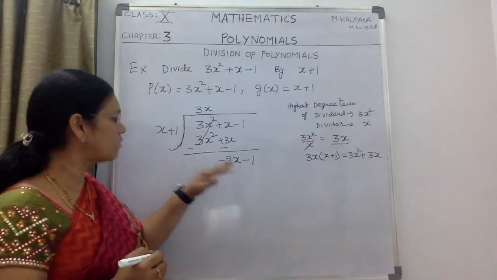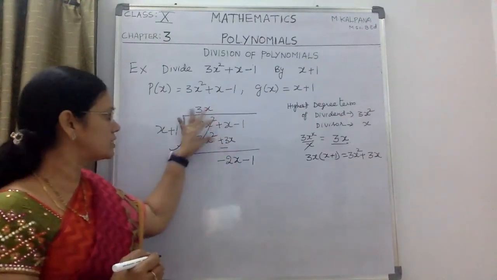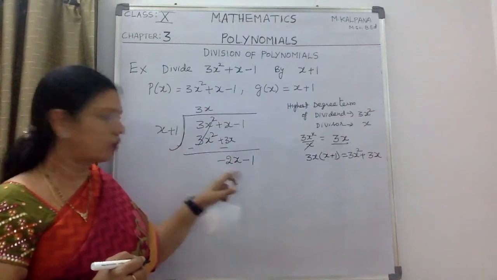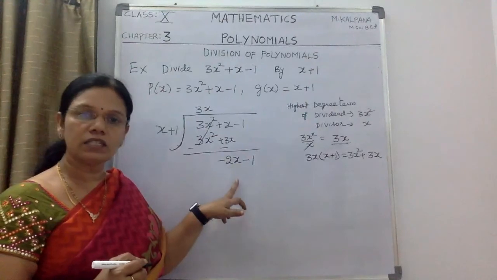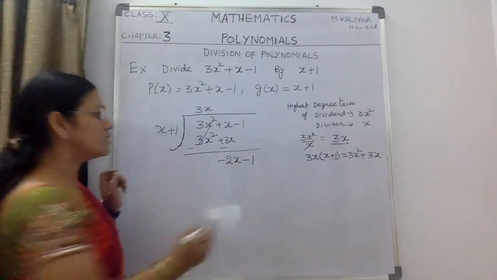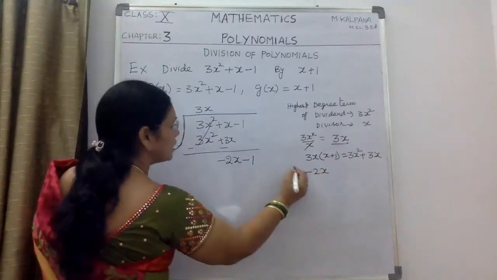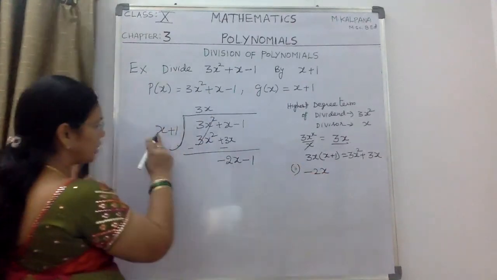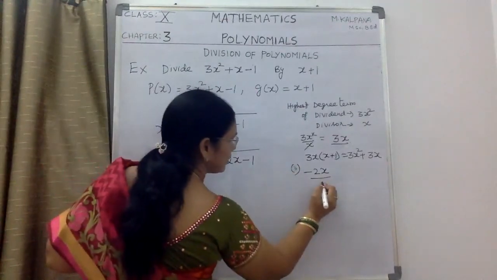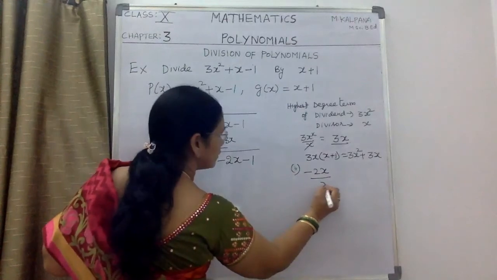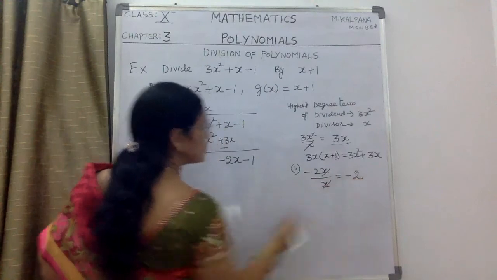Now what is your process? You have to look at the new dividend, children. You have to forget about this thing. Look at the new dividend. What is that? Minus 2x minus 1. So what is the highest degree term in the new dividend? That is minus 2x. Minus 2x is the highest degree term. So here again x is the highest degree term in the divisor because it has no change in the divisor. So cancel x, you are going to get minus 2.